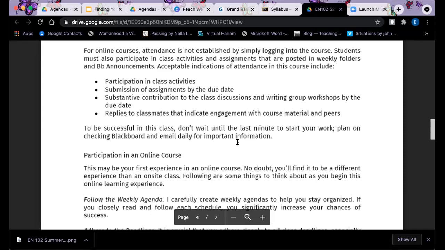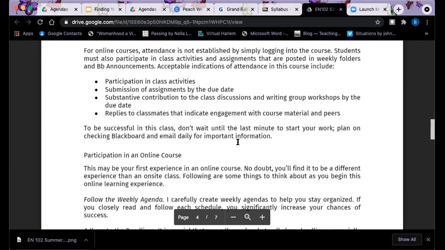To be successful in this class, do not wait until the last minute to start your work. Plan on checking Blackboard and email daily for important information, and I cannot stress that enough. You must make a habit of checking your GRCC email daily. There is no way to predict exactly when you will receive communications from me or from any of your other professors. You don't want to jeopardize your grade because you didn't check and see important information in an email that came out on Monday until Thursday or Friday when it's too late to do anything about that information.